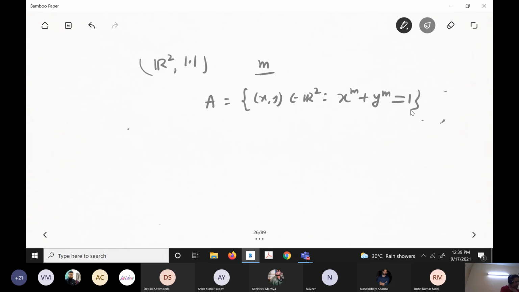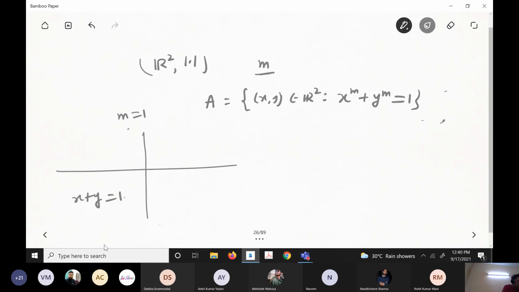Now look, I said this is always closed. Why will it be closed? Look, if you take m equal to 1, this will be a straight line, right? Understood? This will be x plus y equal to 1, or y equal to 1 minus x. This will be a straight line.